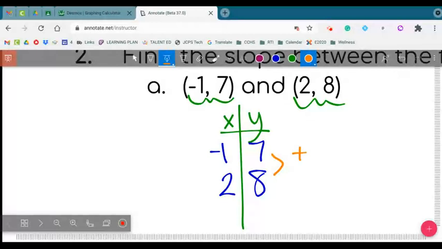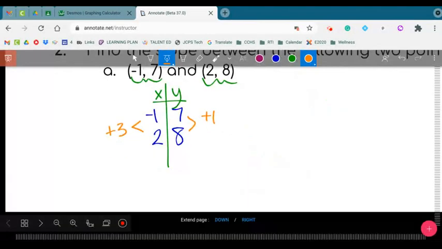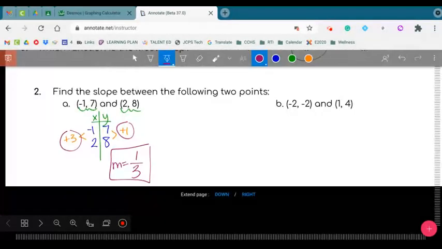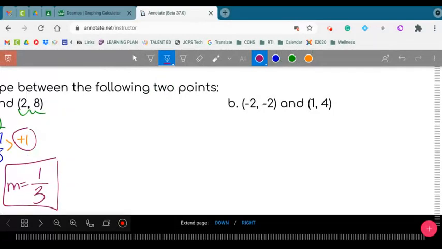7 to 8, I'm going up 1. -1 to 2, I'm going up 3. So I do my y over my x, I'm going to do 1 over 3. And that is my slope. It's always your y over your x, because your y value is your rise.